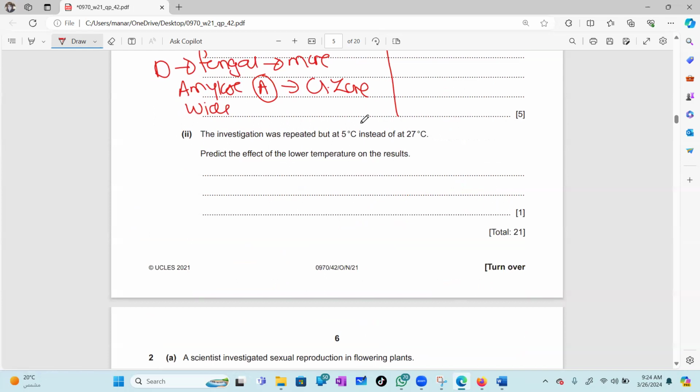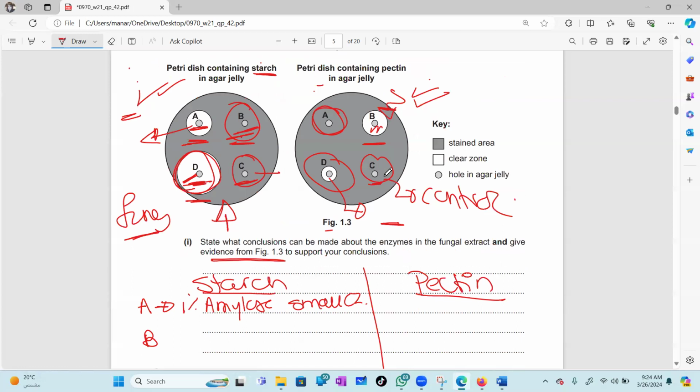The investigation was repeated, but at 5 degrees instead of 27. So the temperature here was very cold. Predict the effect of the lower temperature on the results. What will the lower temperature do? Slow down the enzymes. Yes, true. Now, when the enzymes slow down, what will this do to the clear zone? Bigger clear zones or smaller clear zones? Give me an answer.